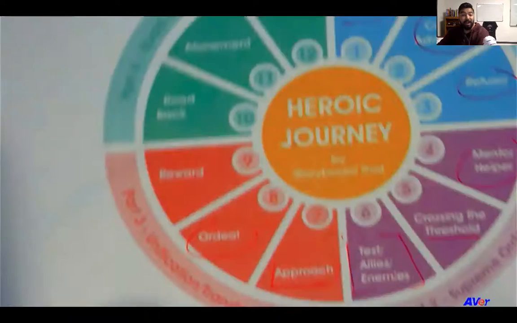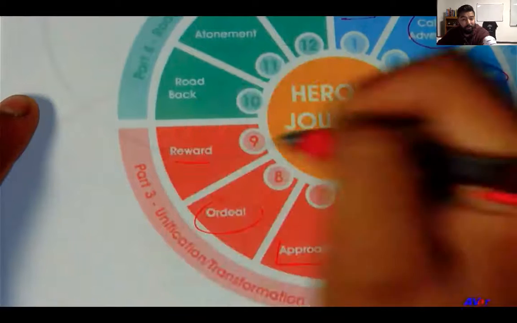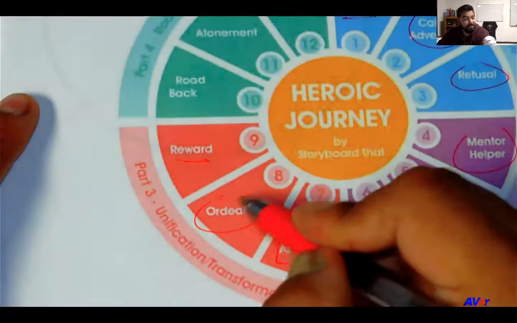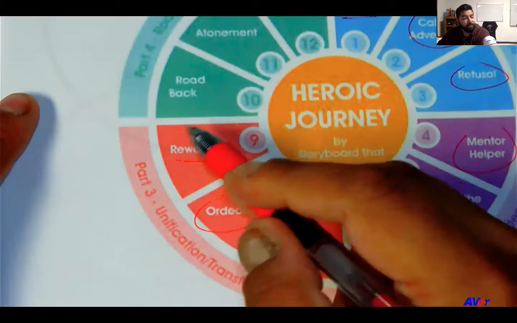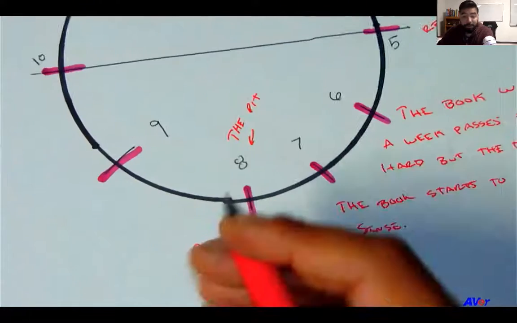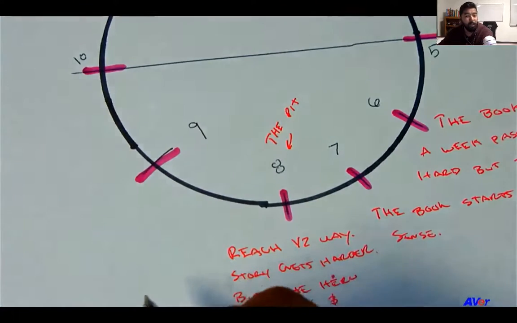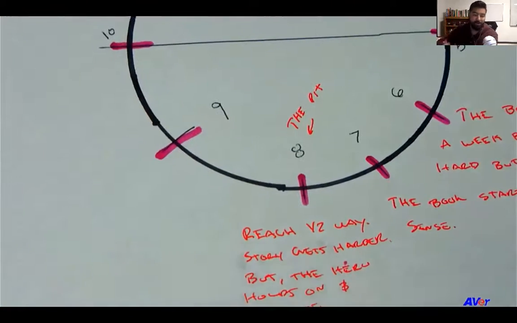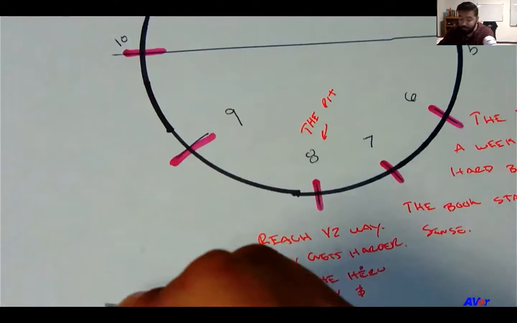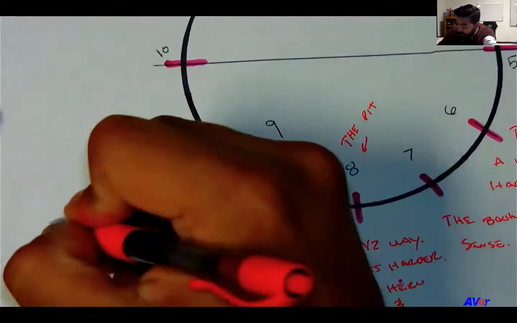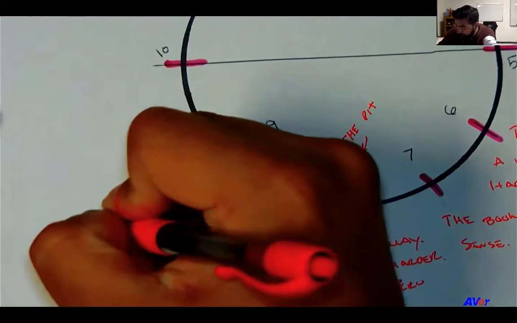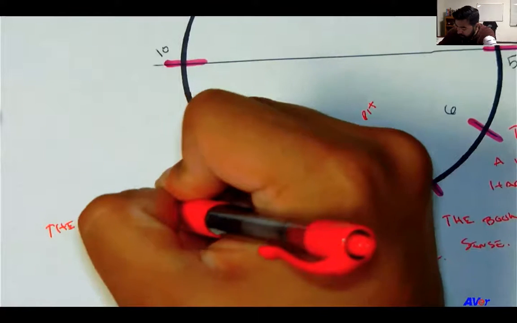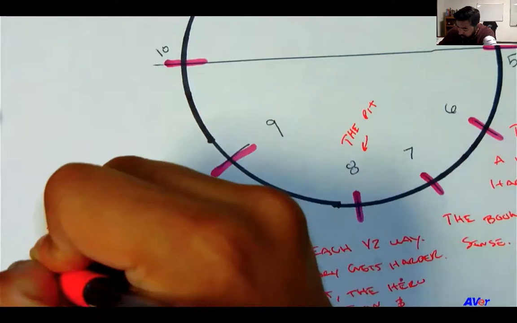Because we look at number 9, and number 9 is the reward. So notice you're asked to sacrifice, and then you're given a reward. Number 9 is I start to like this book. Once I get past the hardest part, I start to really like where this book is going. So we're going to say the hero starts to enjoy the book.